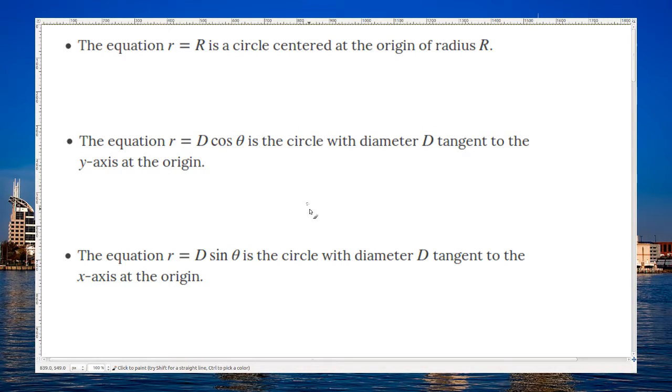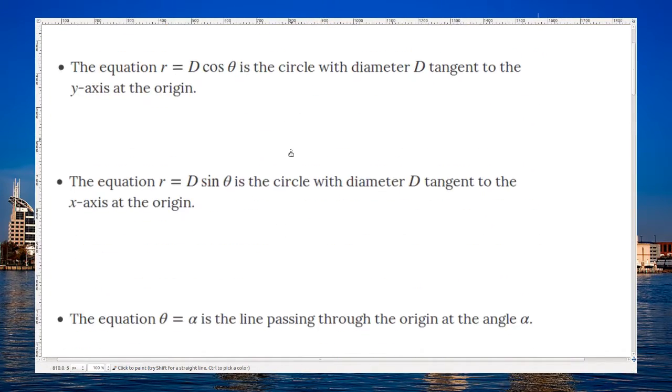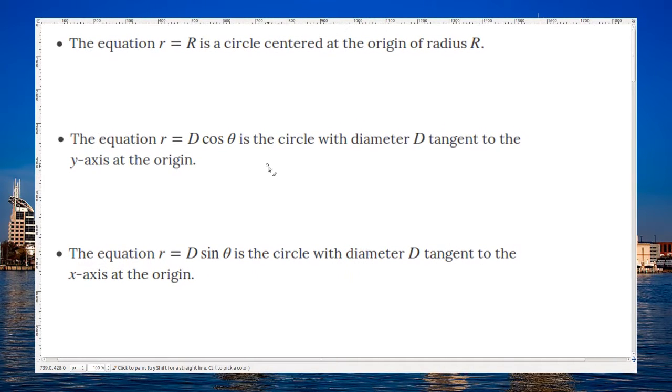So what we have here are polar equations for various circles and lines in the xy plane, but they're expressed with polar equations. So let's see how that works out. The first one we have here is pretty straightforward. The circle r is equal to capital R.